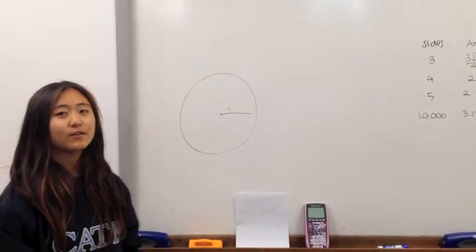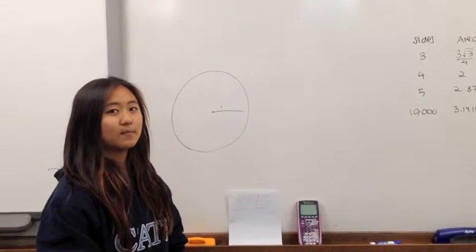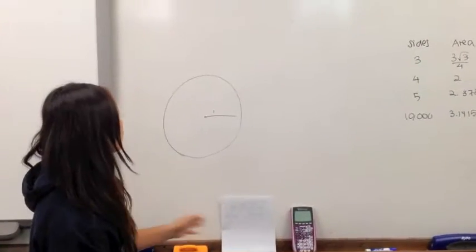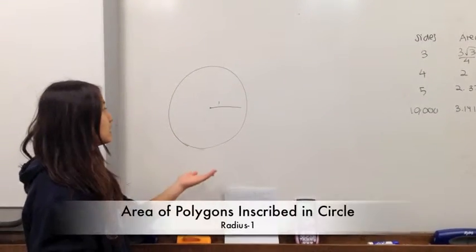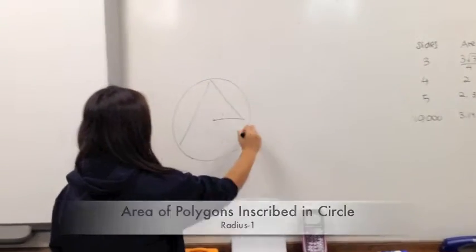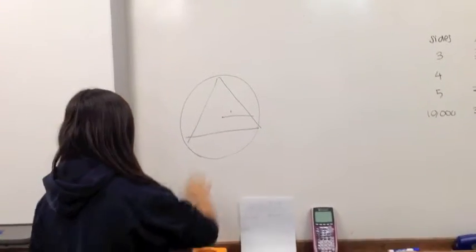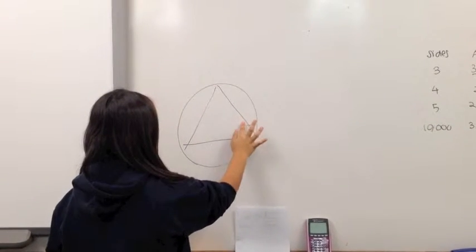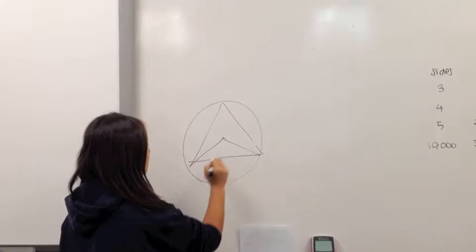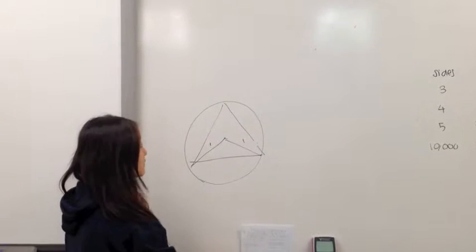Today I'm going to show you how to derive the number pi. First we're going to start with a circle with the radius 1, and we're going to put a triangle in it. It's an equilateral triangle. We'll erase this. And this will equal 1 because of the radius of the circle.